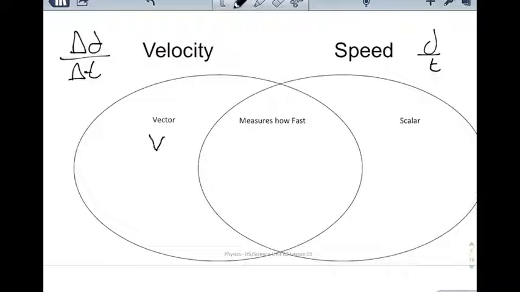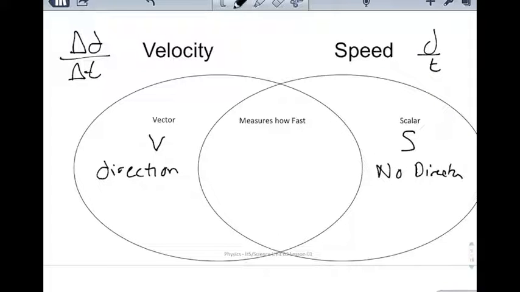Velocity is represented with the variable v, and speed is generally represented with the variable s. Because of that, the velocity vector has to include direction, and speed does not. No direction.